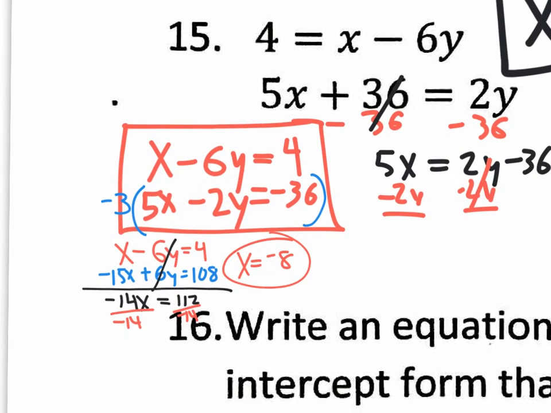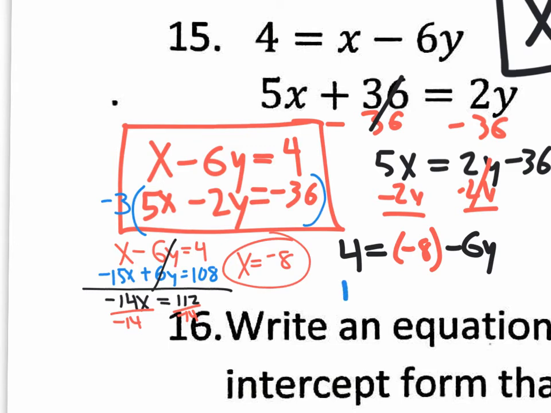So I'm going to plug it into the top equation. I'm going to take the negative 8 and plug it in right here for X. So I'm going to write it down here. 4 equals, instead of X, I'm going to put negative 8 and then minus 6Y. And then, of course, let's get rid of that negative 8 by adding 8 to both sides.